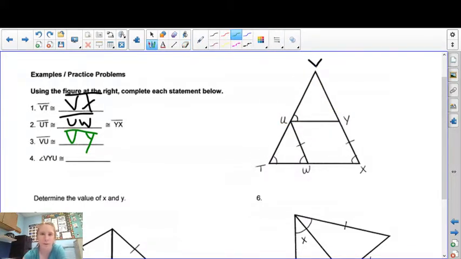And then my last one, angle VYU, has to be equal to, well, we just proved that angle. And we need to say angle VUY.